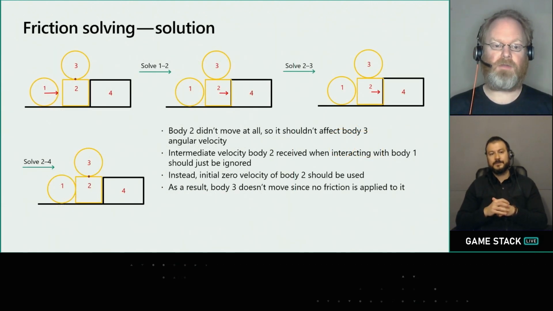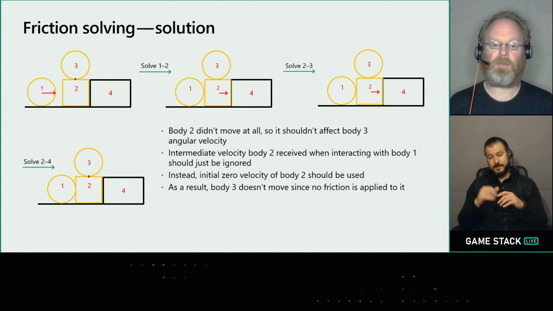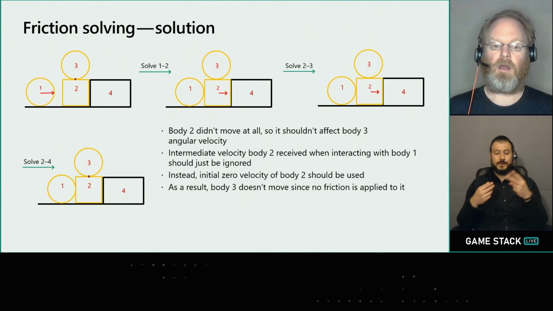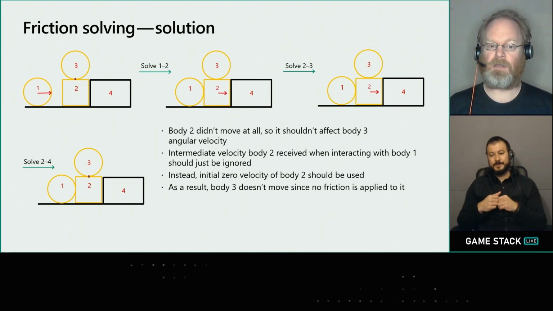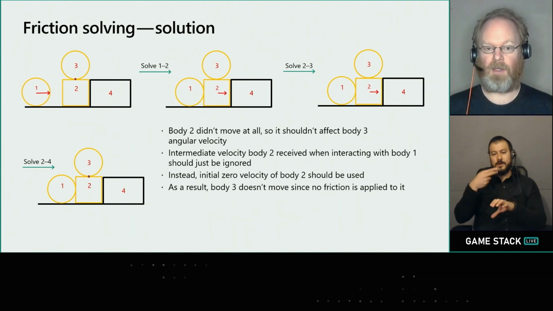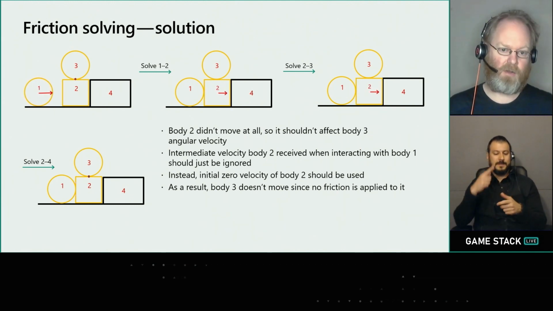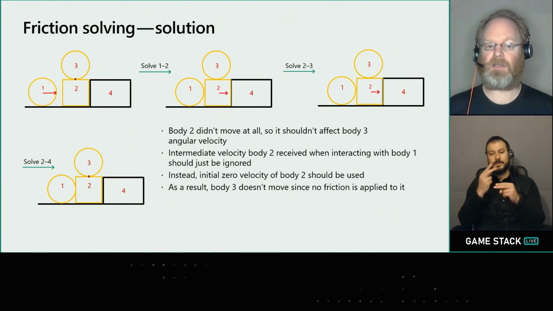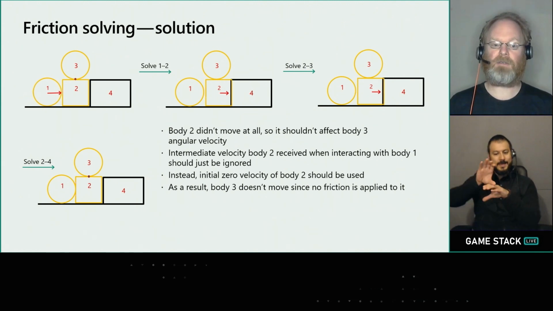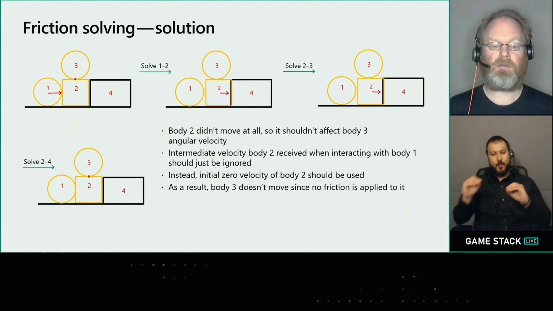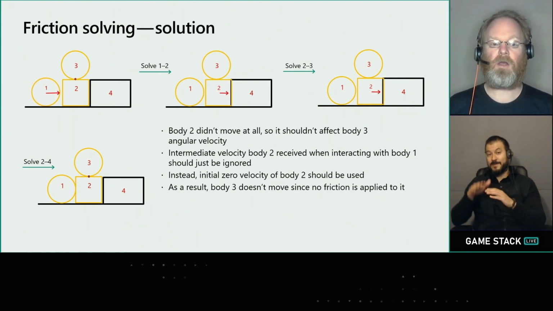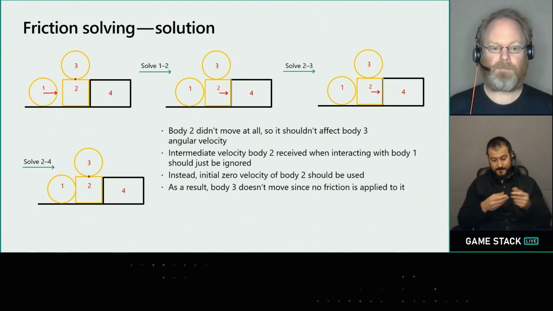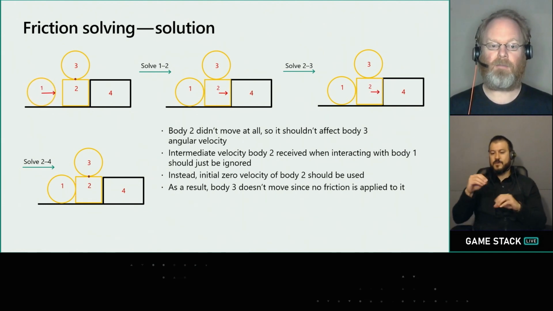So if we do that, then when it comes to solving between 2 and 3, our heuristic is such that we pick the lower velocity for body 2, which was 0 going into the step. That 0 is used to calculate the friction, which does not introduce any angular effects. And therefore, by the end of the step, after we've solved all contact pairs, we don't have any extra angular effect on body 3.